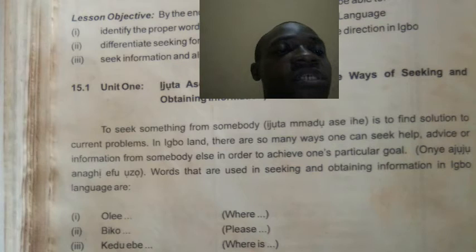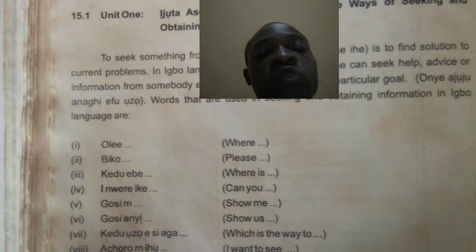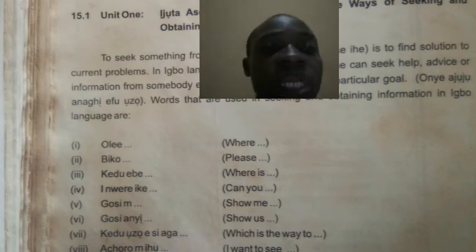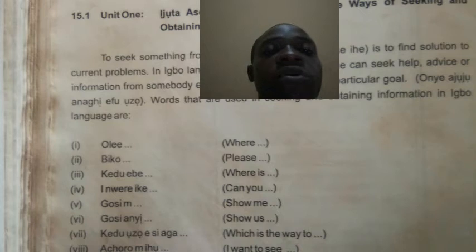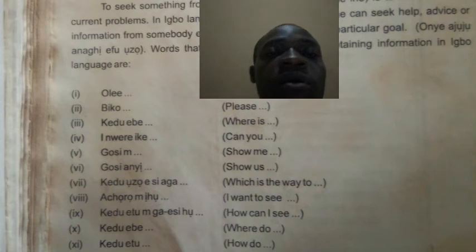Words that are used in seeking and obtaining information in Igbo language. Okay, look at the words you can use. You still have it in English there. Number one is ole, which is where. Take this. This one is very important. Ole, which is where. Biko, please. Kedu ebe, where is. I nwere ike, can you. Gosim, show me. Gosi anyị, show us. Kedu ụzọ esi aga, which is the way to.